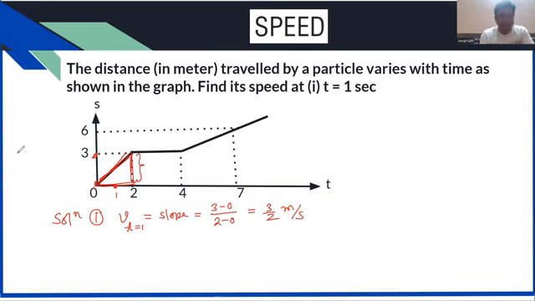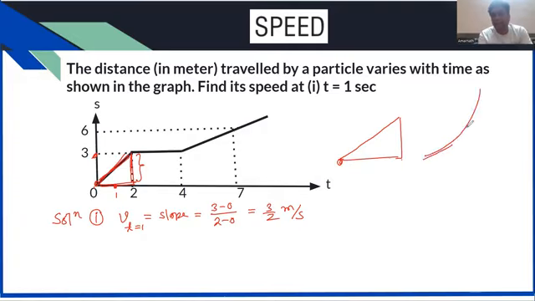Sir, they have asked to find the speed at 1 second, but we have calculated with 2. No, sir, it is the same. I have not calculated at 2. I have calculated the slope between t equal to 0 and t equal to 2. You see, this is constant throughout.